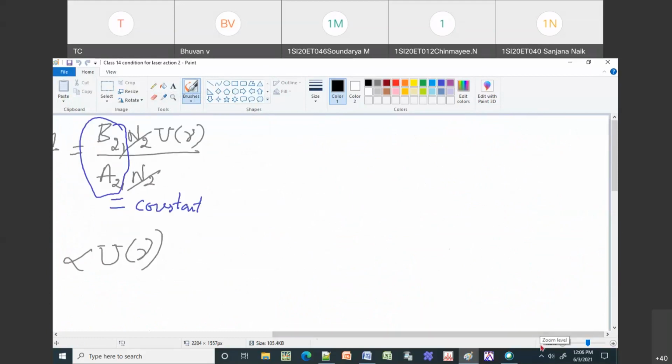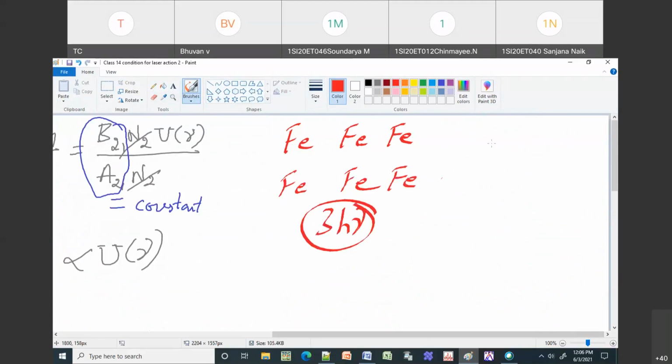So let us assume, in the previous case, we took 6 iron atoms. So this is iron, this is iron, this is iron, and then there is a second row here. Then you give 3 photons. So then what happens? You will have at least 3 of them go to the excited state. It can be any one, so you don't have to worry which one is going. Any 3 of them go to the excited state. This is your induced absorption.